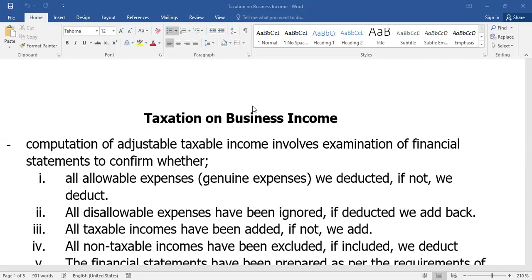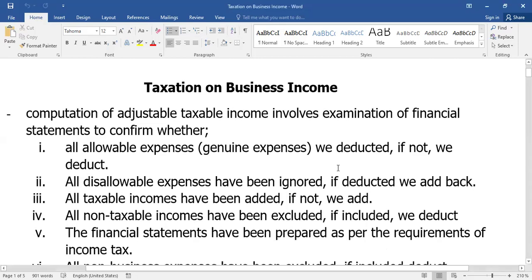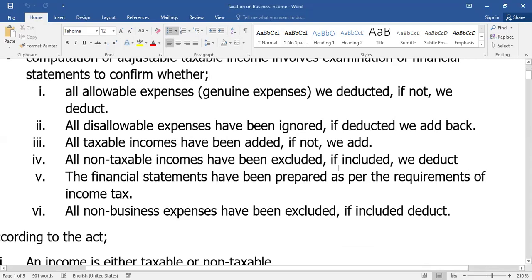When we are learning taxation, we normally do some adjustments of the taxable incomes through the examination of the financial statements. The reason for doing so is to check on the allowable expenses, which we call genuine expenses. If they were not deducted, we deduct. All disallowable expenses have been ignored. If deducted, we add back.